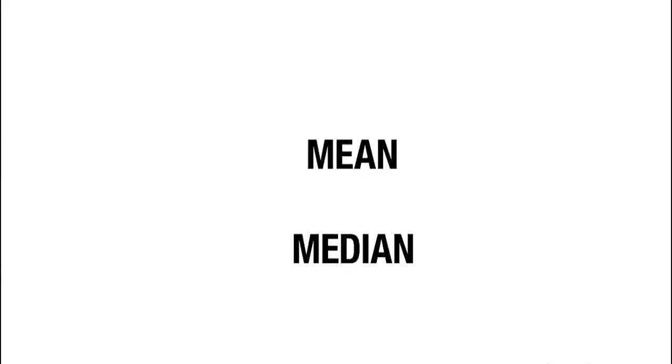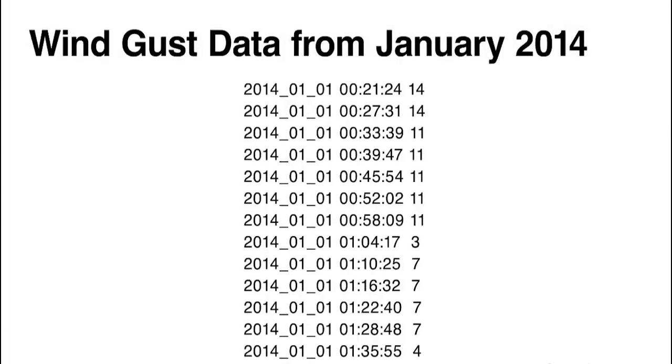These are both statistics. To explain statistics, we need a set of numbers. How about 14 readings from wind gusts at the Deep Moor Weather Station on January 1st, 2014? You can see the data at this website. The first column is the day the wind gust was recorded, the second column is the time it was recorded, and the third column is the wind gust speed in miles per hour.